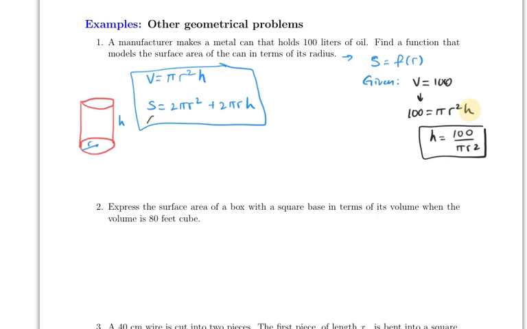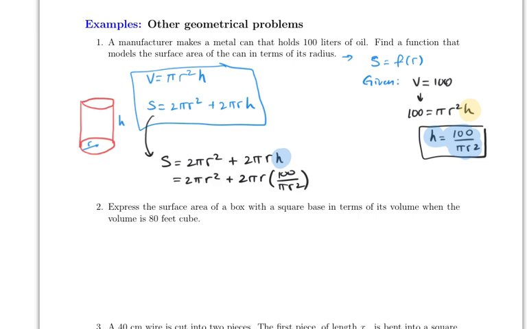So if you go back to the formula, the surface area is 2 pi r squared, and then instead of h, this is what we have. You plug it in here, so the h goes here. Then you just have to simplify. You leave this alone, and this is h, which is 100 over pi r squared.